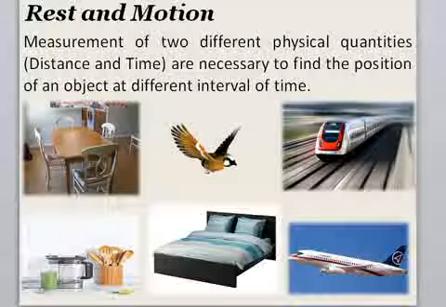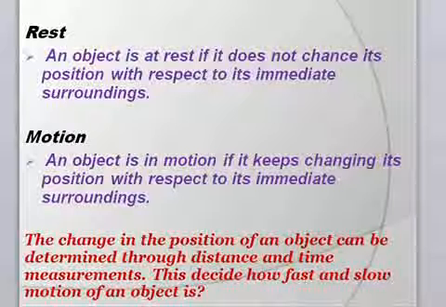Do you observe any basic difference in the variety of things around us? We find that many of them are where they were yesterday or the day before yesterday or even before that. There are others which keep on changing their position even while we are looking at them. We say that the first type of objects are at rest while the second type of objects are in motion. How do we decide whether an object is in motion or is at rest?